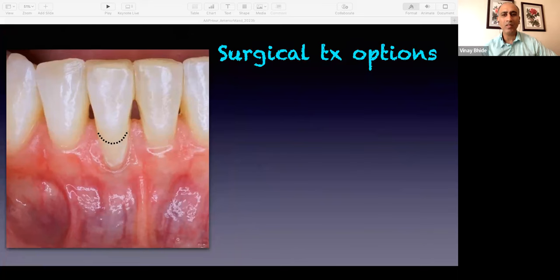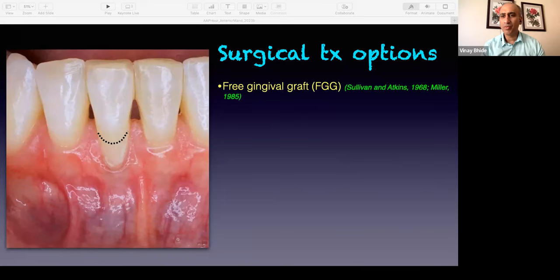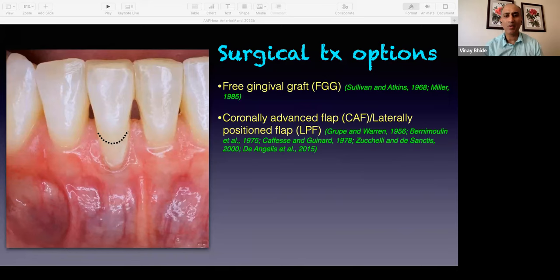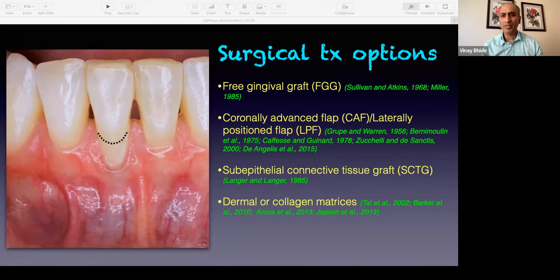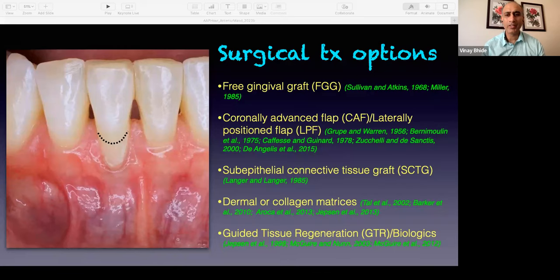If we were to talk about what the surgical treatment options theoretically are for this particular defect, we could consider free gingival graft. We could consider a coronally advanced flap or even a laterally positioned flap. We could consider a connective tissue graft under a coronally advanced flap or a laterally positioned flap, or even in a tunneling procedure. We could consider palatal substitutes like dermal or volume stable collagen matrices. And then we can also consider the use of a guided tissue regeneration or GTR approach with the use of various biologic agents.